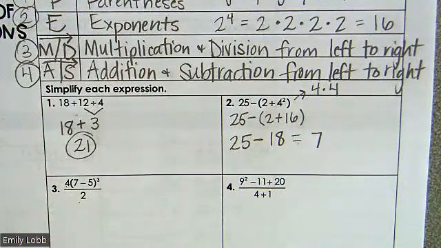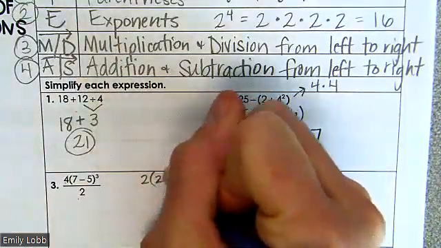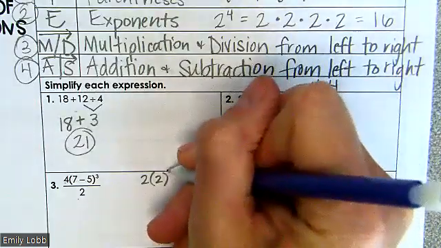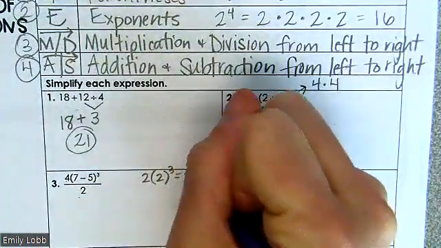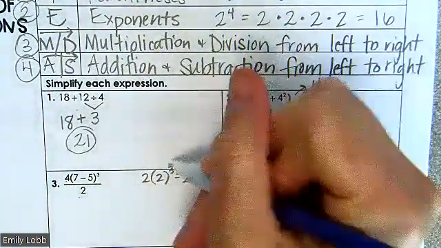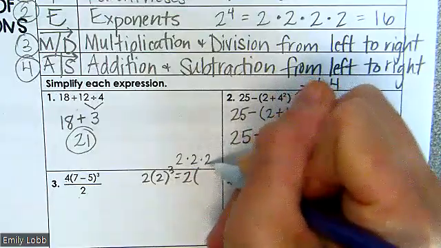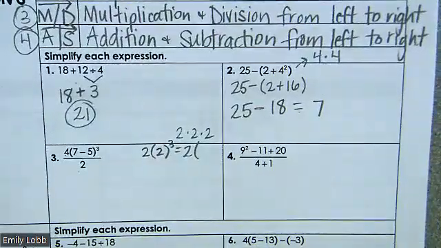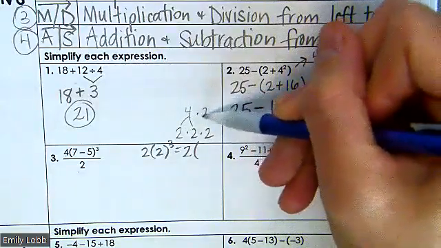I've got parentheses, so I'm doing what's in my parentheses first. What's 7 minus 5? 2. I'm going to put that 2 in parentheses, and it's being raised to what? 3. The third power. This is like 2 times what? What's 2 to the third power? 2 times 2 times 2, right? 2 times 2 is 4, times 2 is 8.